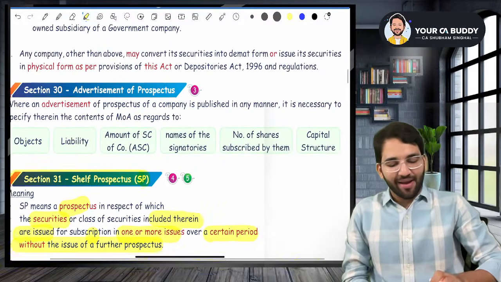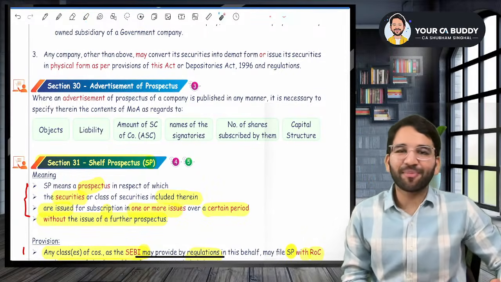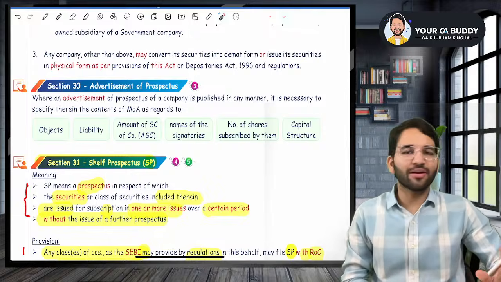Okay, guys. Now coming to the next section, sir. What is the next section? The next section is advertisement of the prospectus. So a very basic, not important section.